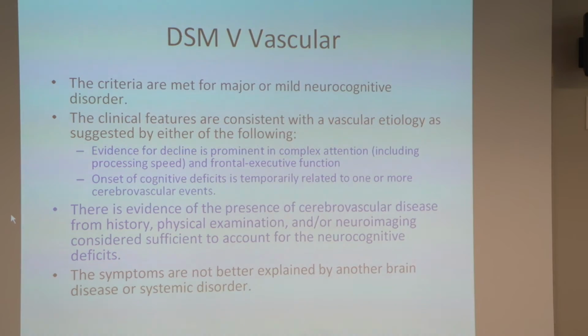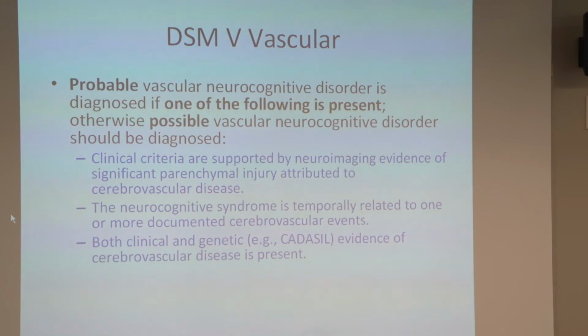Okay, and the temporal relationship is good. They never said temporally related before. And then it's probable or possible. So if you've got cerebrovascular disease, but you can't quite line it up temporally to the problems, or if the lesions on the neuroimaging are just not frontal and the patient's very dysexecutive, you'd be able to put in possible. Okay, fair enough.